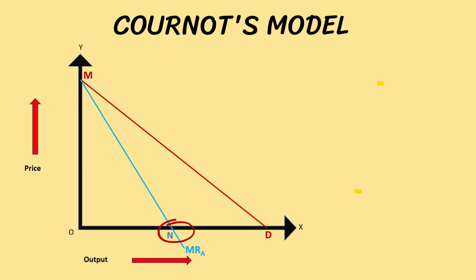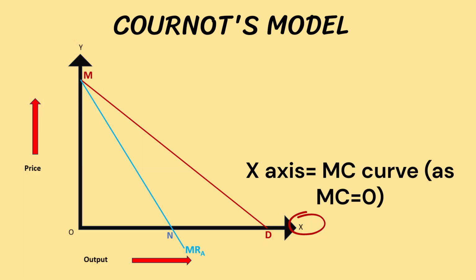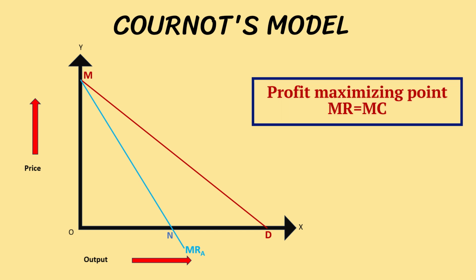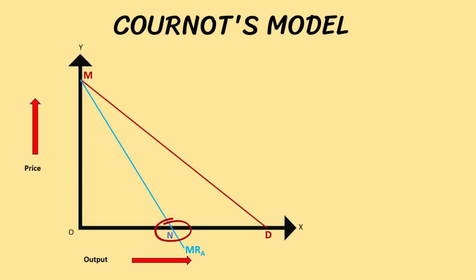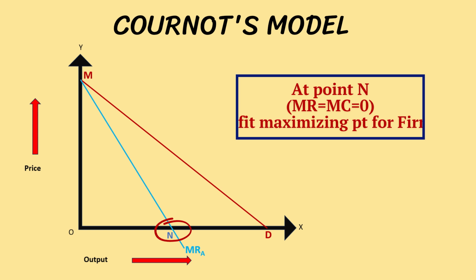Now, coming to the MC curve, as this model assumes the cost of production to be zero, marginal cost is zero. Therefore, the x-axis represents the MC. So, using the MR-MC approach, the profit maximizing output level for firm A occurs where MR is equal to MC. On the graph, this point is at point N, where MR intersects the x-axis, which represents the MC curve. So this whole MC curve is on the x-axis. MC and MR would be equal at point N, where both are zero due to the assumption of no cost of production.